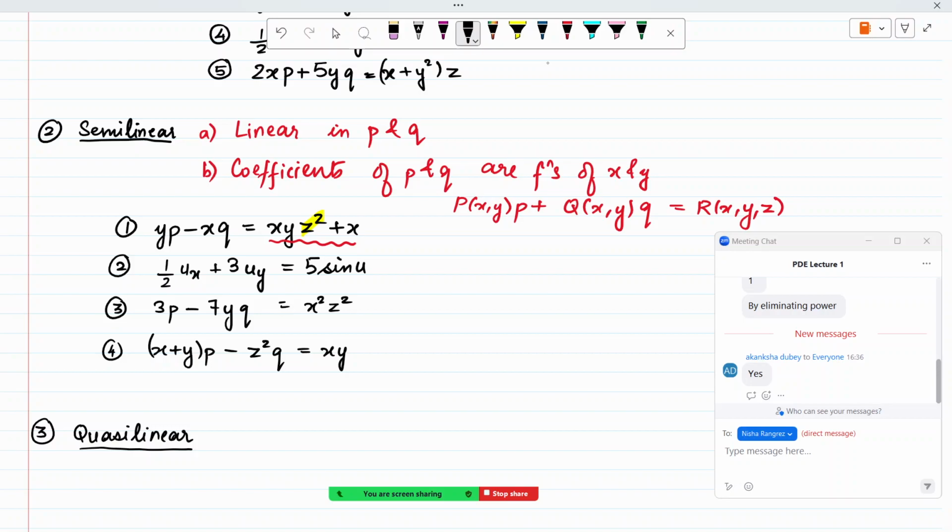No. This is not semi-linear. Anyone who can explain me why? Minus xyq is equal to z square. Yes, your coefficient of q cannot be having a z. Your coefficients of p and q should have only x and y, right? So the minute I put z square here, it's a mistake. So I have to put xy here and maybe a z square this side. Is this fine? I hope this is clear with all of you.